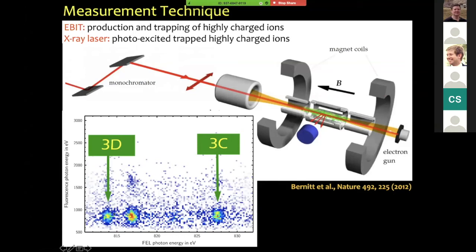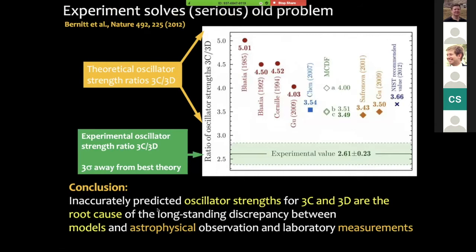And since both of these lines are purely photo-excited, we can take the intensity ratio of these two lines, and that would be proportional to the oscillator strength of this line. And this is what we found out: the experimental value of the oscillator strength of 3C and 3D was 2.6 plus or minus 0.23.